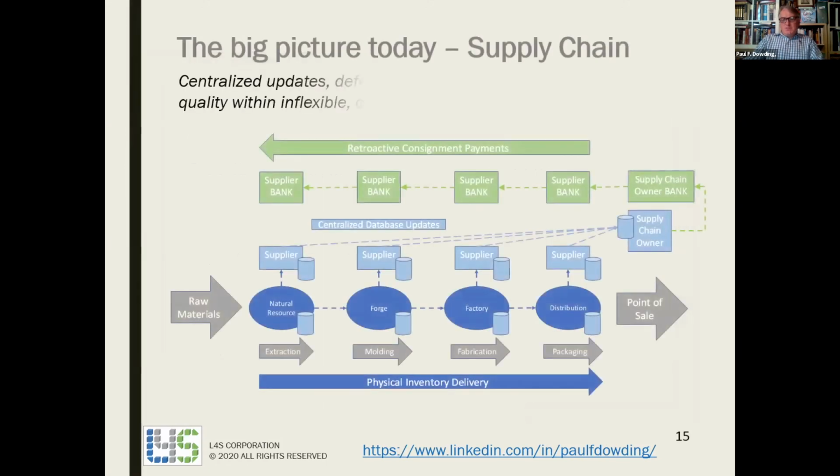So if you look at supply chain, and I'll go through these quickly, you've got centralized updates, deferred payments, limited data, inconsistent quality, within sort of an inflexible process. And not everyone may have access to all the supply chain data. And then all the payments are usually done later, two to six months after delivery.